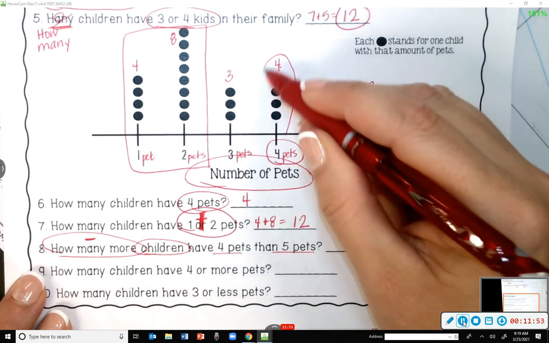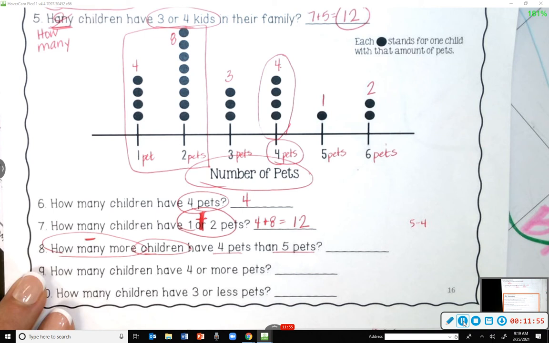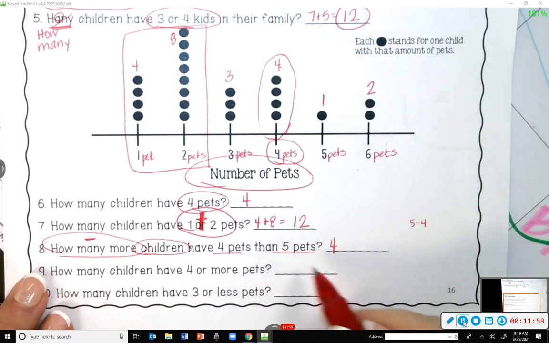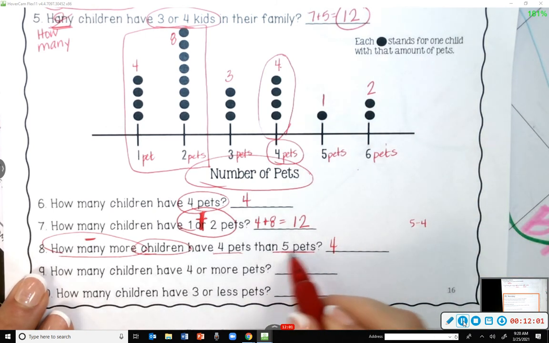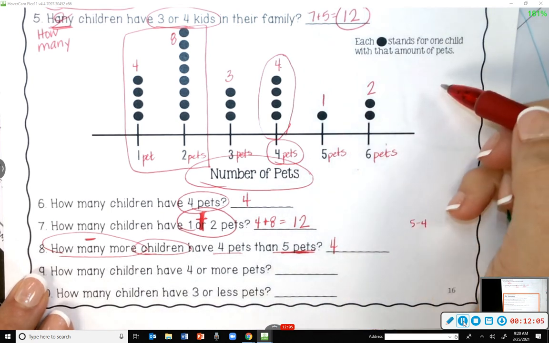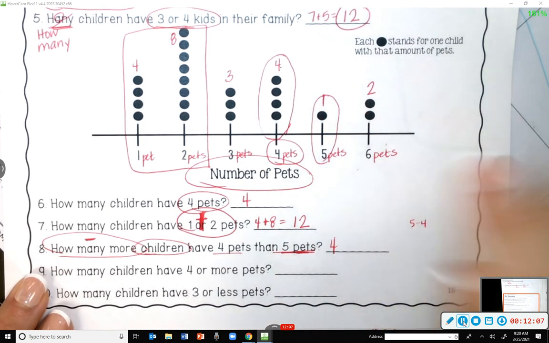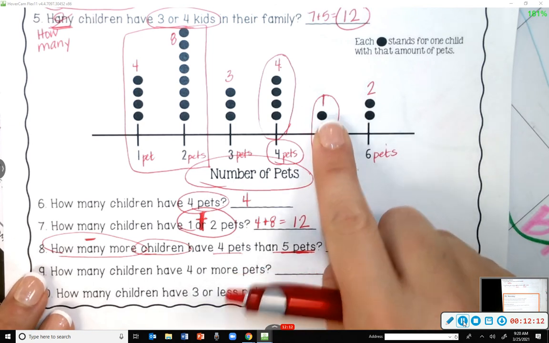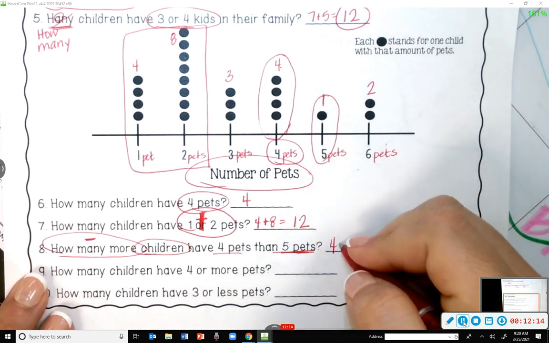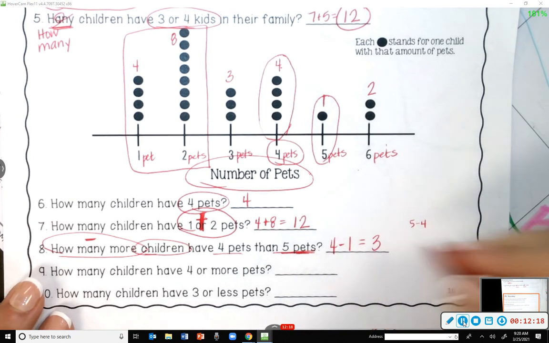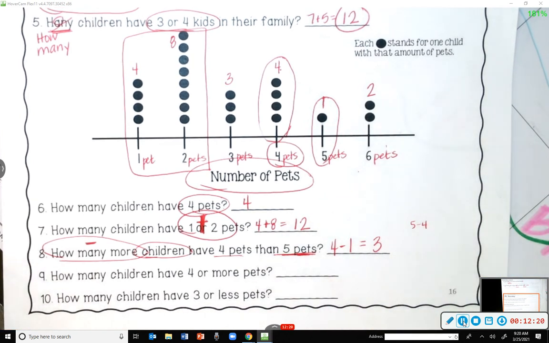How many children have 4 pets? 4. Okay. Now I need to go up to the dot plot and find the number of children that have 5 pets. How many, Kaylee? 1. Here's 5 pets, and only one child has 5 pets. So that's 4 minus 1 equals 3. Okay. Use a different color.